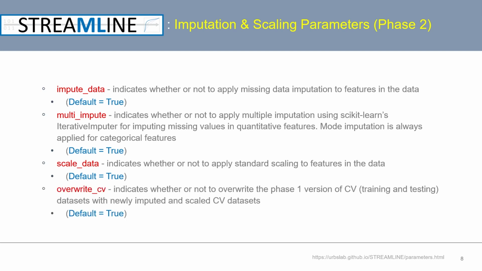And overwrite CV, which indicates whether or not to overwrite the Phase 1 version of cross-validation training and testing datasets with newly imputed and scaled cross-validation datasets. Ultimately, this parameter allows users to keep versions of the CV datasets after different phases of pipeline processing, rather than just the final version. This parameter is true by default, meaning that only the final processed CV datasets will be saved within the Streamline output.